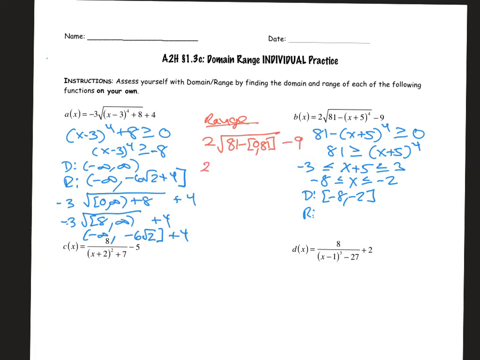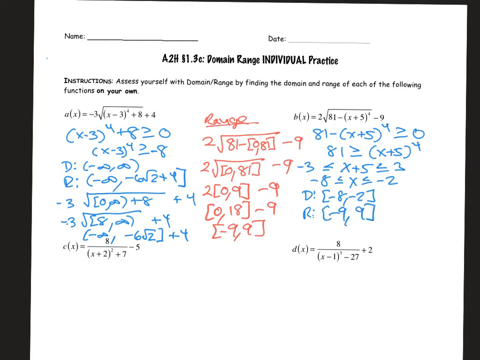So 81 minus 0 is 81. 81 minus 81 is 0. So inside the square root, we're going to range from 0 to 81. And then I've got minus 9. So that means coming out of the square root, I've got 2 times (0 to 9) minus 9, or 2 times 0 is 0, 2 times 9 is 18, minus 9, and subtracting 9 from each piece, I've got the range going from negative 9 to 9, inclusive. Remember, you can do the square root of 0, and it's 0.